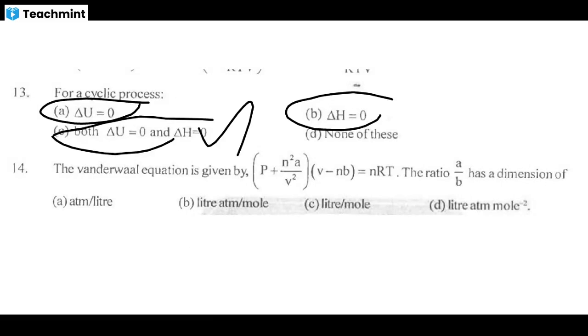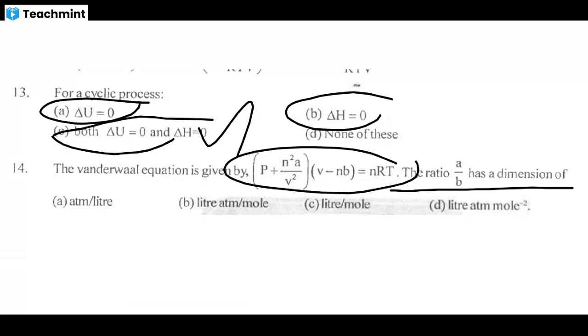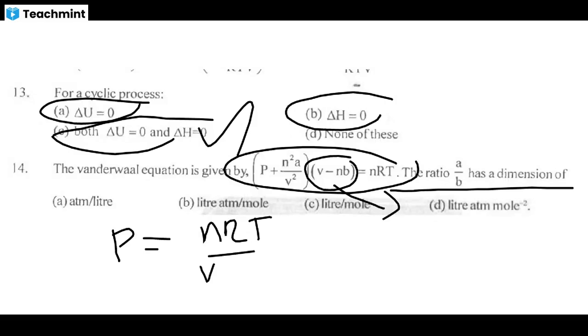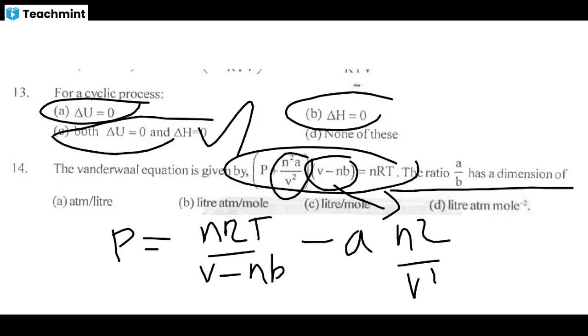The van der Waals equation, and the ratio of dimensions. We know this equation, so just by putting in the equation you can easily find the variables. P equals nRT divided by V bar minus nb, minus a n squared divided by V squared. You see below, V minus nb; here the unit of b must match that of V.